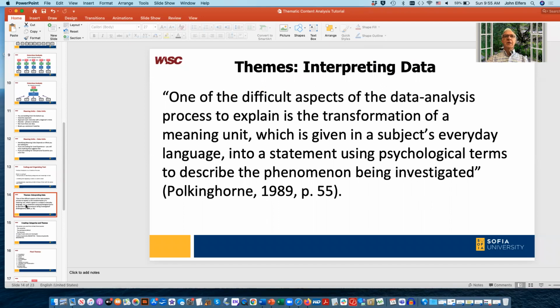Here's a quote that I like, I just want to share. It's from Polkinghorne. "One of the difficult aspects of the data analysis process to explain is the transformation of a meaning unit, which is given in a subject's everyday language, into a statement using psychological terms to describe the phenomena being investigated." I love this quote. This summarizes so much for me. And now that you've seen an example, I think maybe you can appreciate it more. Taking that subjective experience of language and putting it into psychological terms that are descriptive.